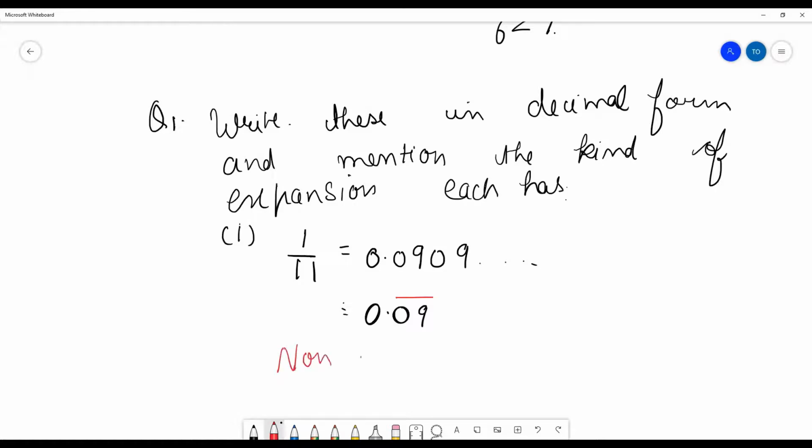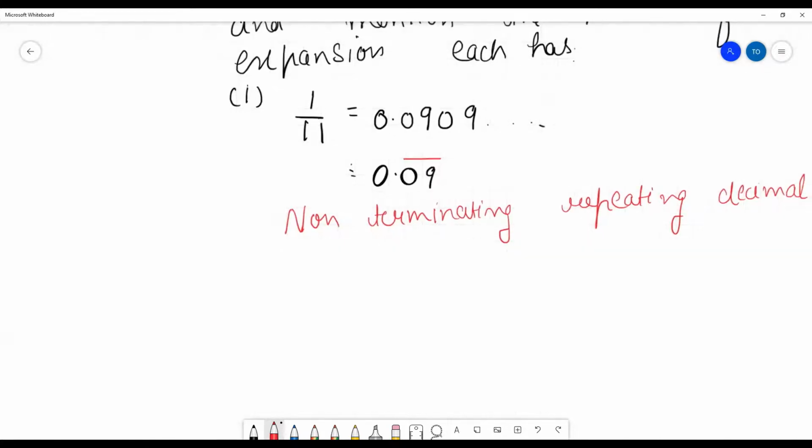So what you can say is that it is a non-terminating repeating decimal. Whenever you are writing the bar, you need not write the dots. So in this way, we can represent more. We can take more numbers.